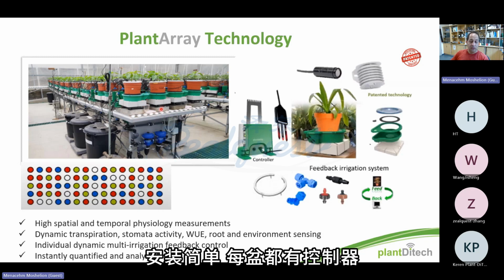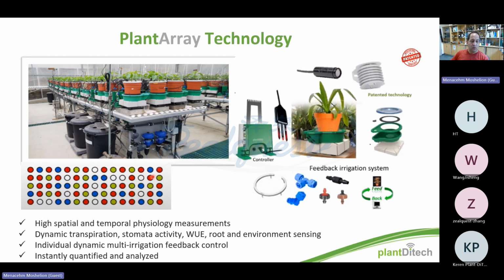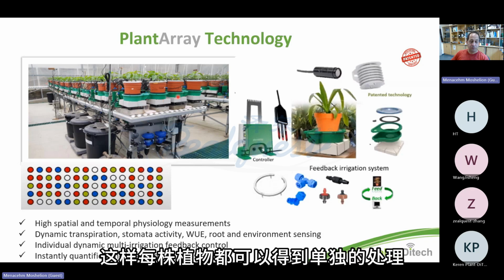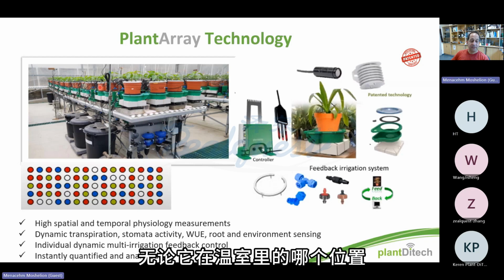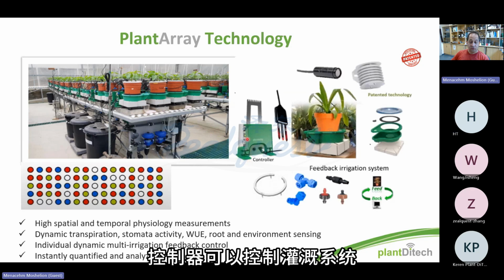And for each pot, you have the controller. This gives you a lot of benefits I will explain later. One of the best benefits is that you can really build a randomized experiment. Each plant can get its own treatment, no matter where it sits in the greenhouse. You can put as many solutions as you want, and each plant is going to get exactly what you want it to get.